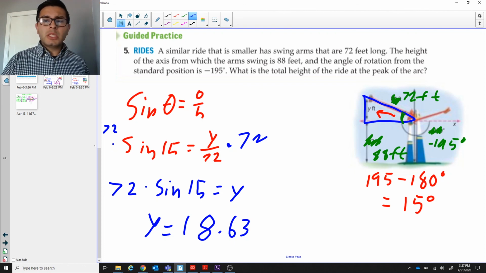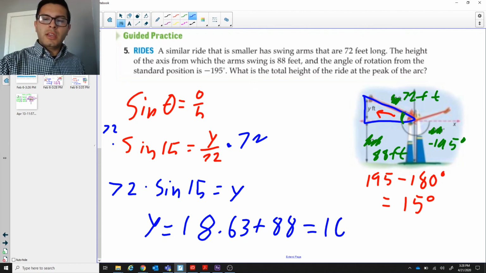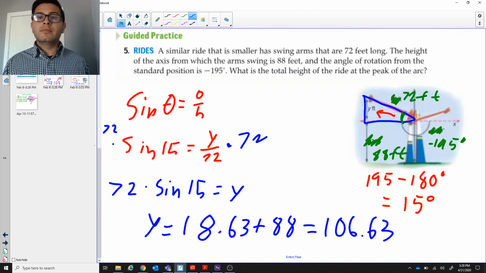We know that because we have just found the part of our triangle that will give us the extra bit of height over the regular size of this ride. We know that the regular size of this ride is 88 feet tall, so all we will have to do is take 18.63 and add 88 feet to this. That is going to equal 106.63. Good job.